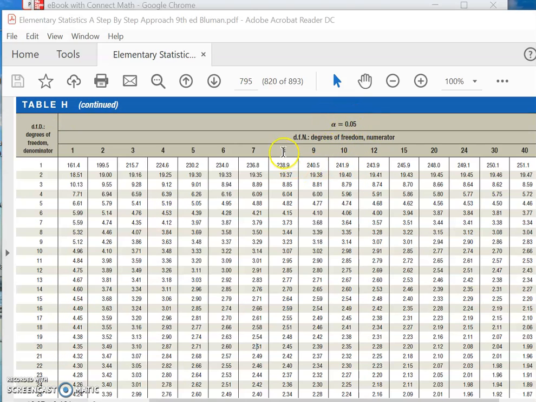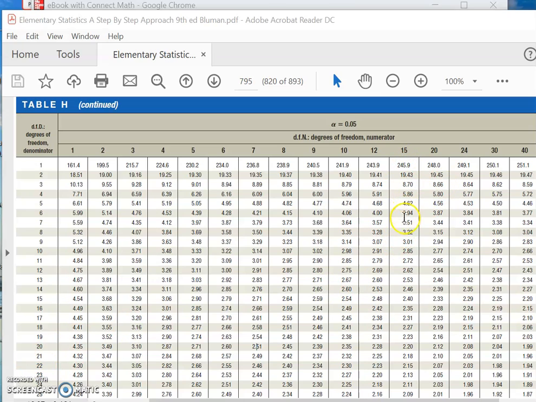This is alpha equal to 0.05. Then you want the degrees of freedom of the denominator. That's over here. Okay, and it says that the degrees of freedom for the numerator is 15, and for the denominator is 21. So we want degrees of freedom of denominator of 21, that's right here, so this is the appropriate row, and it says the degrees of freedom for the numerator is 15, so that's 15, that's right here.